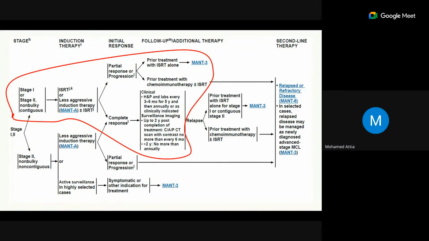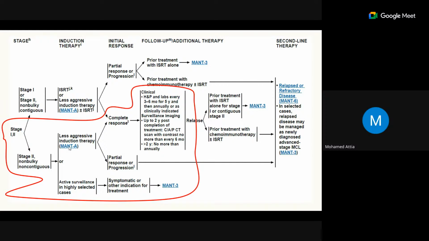So for stage 1 or 2, either involved site irradiation if it is non-bulky disease. If it is bulky disease, you cannot give involved site irradiation alone, or just watch and see. You give just a less aggressive therapy.